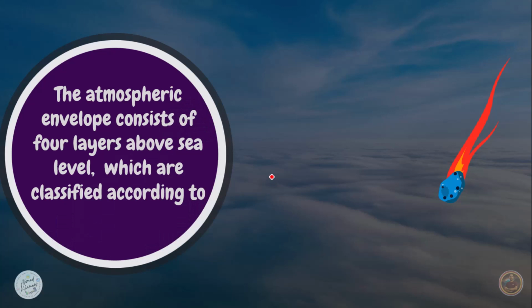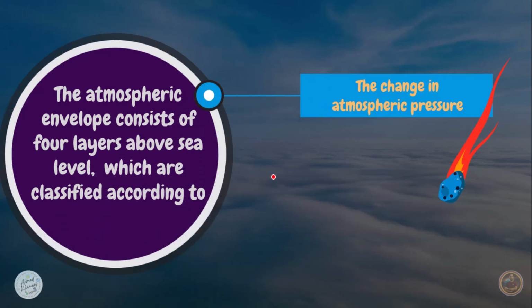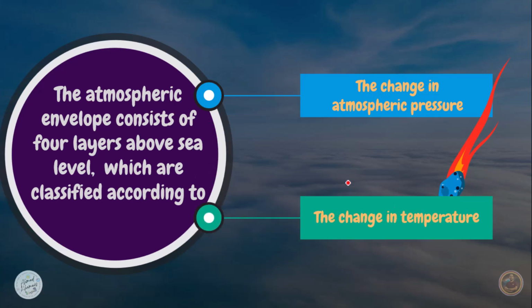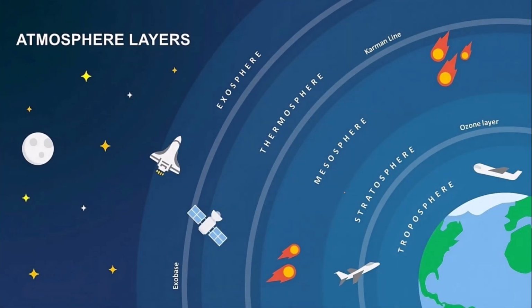The atmospheric envelope consists of 4 layers, and they are classified according to the change in atmospheric pressure and the change in atmospheric temperature. So we have troposphere, stratosphere, mesosphere, thermosphere, and exosphere.